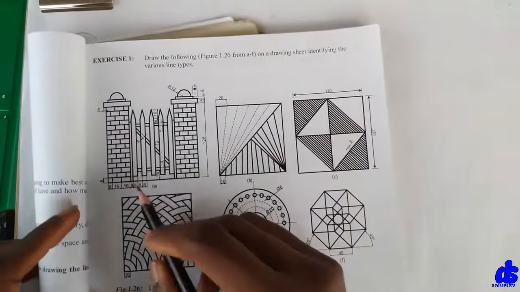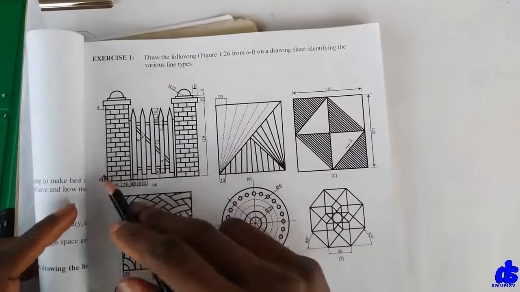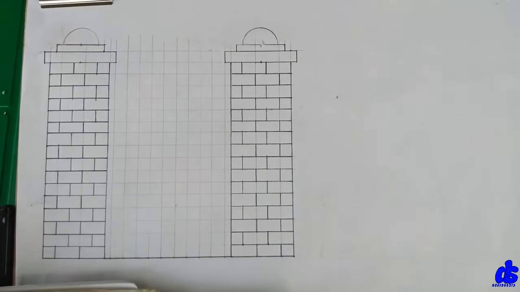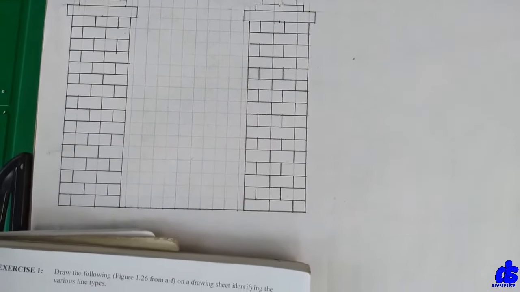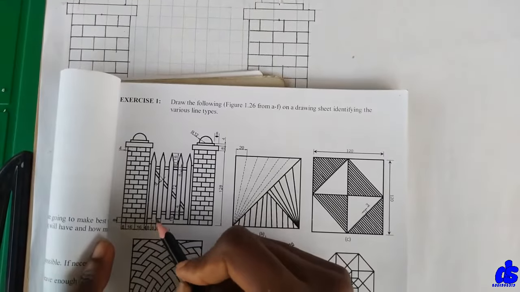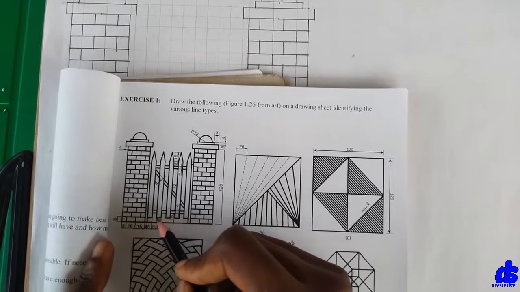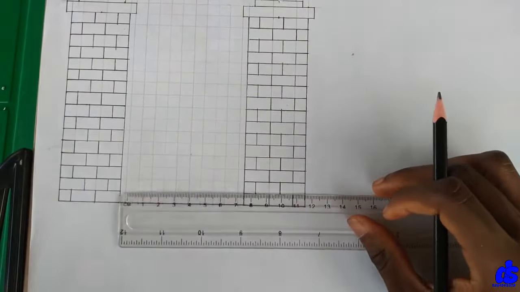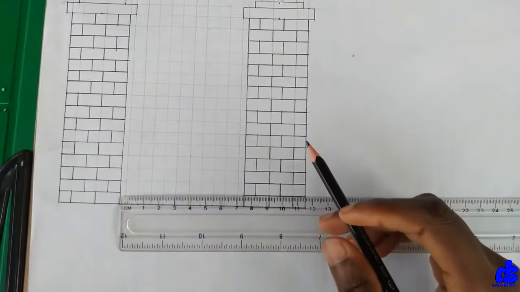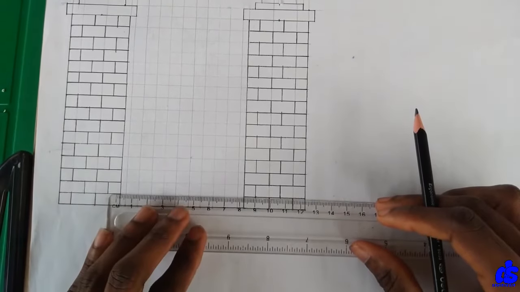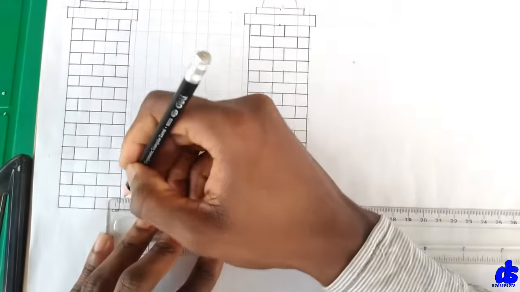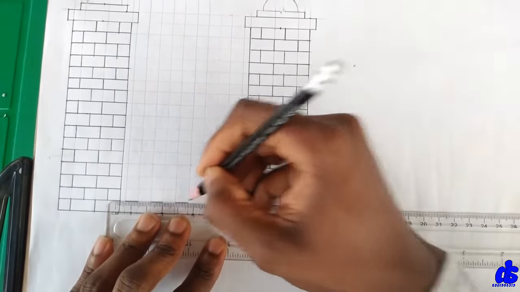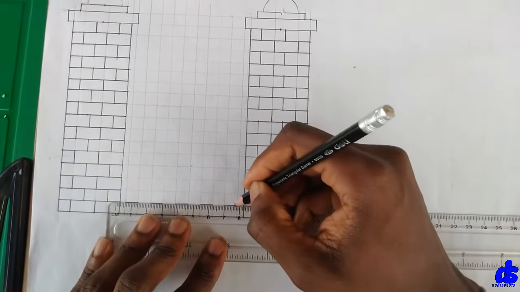Alright, so now we are moving on to the fence that's in between the wall. Now since we already have the outline, we just have to thicken it for it to be visible. So we have this 1 2 3 4 5. So starting from here we have to thicken 5. So we have 1 2 3 4 and 5.